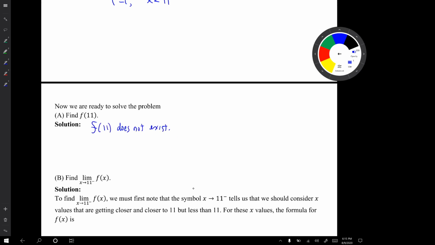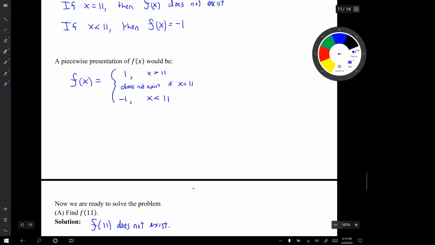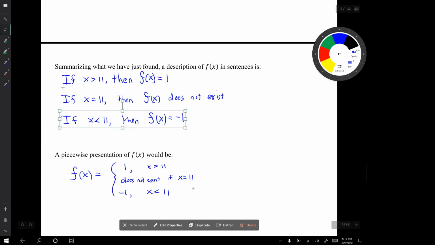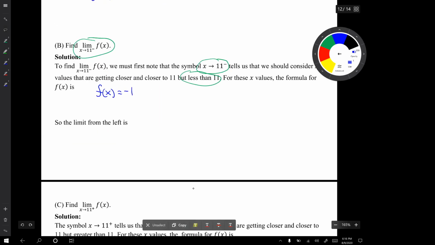All right, question B, we're supposed to find the limit as x approaches 11 from the left of f of x. So remember that symbol, x arrow 11 superscript minus sign, means that we're supposed to be considering x values that are less than 11. So for these x values, the formula for f of x is f of x equals negative 1. Remember the sentence description of the function f of x was this. When x is less than 11, when x is to the left of 11, f of x equals negative 1. So let's compute the limit.